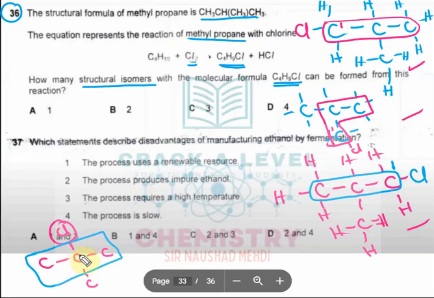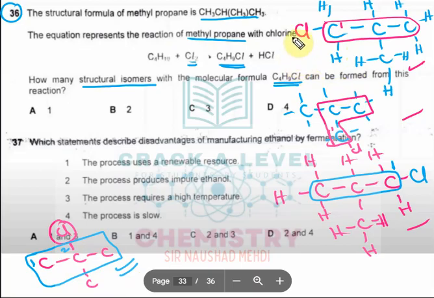So I can start from any corner, either from the right or the left, because the Cl is at the center. So if I start the numbering from the left corner, let's suppose 1 and 2, chlorine would be at the second carbon. But in all of the previous examples, it was coming on the first carbon. So this is the possibility in which we are getting the chlorine on the second carbon. So this is a new structure, and this is the second isomer.